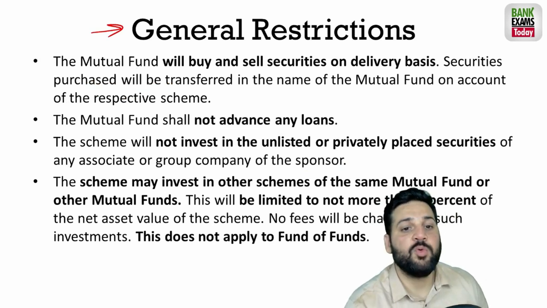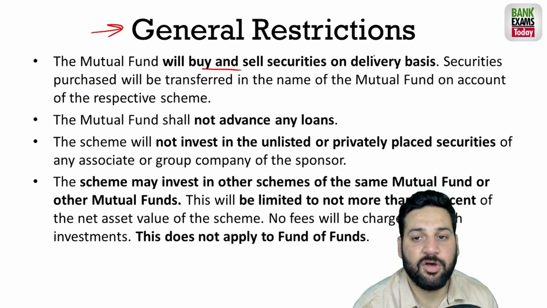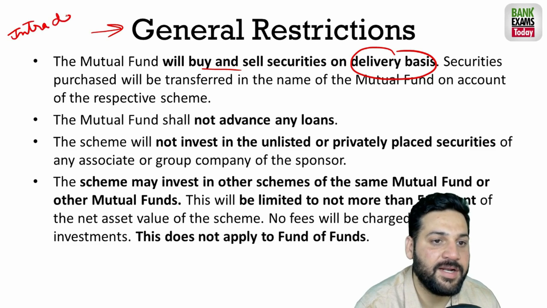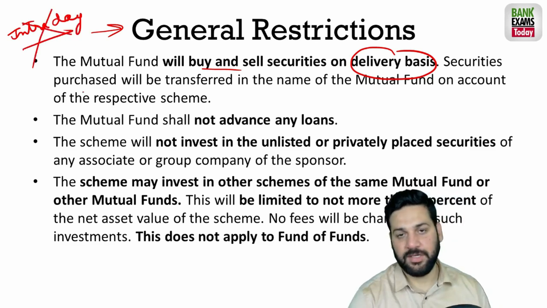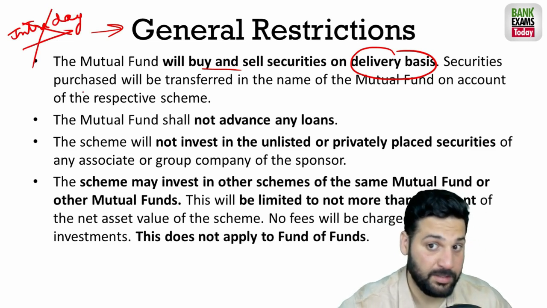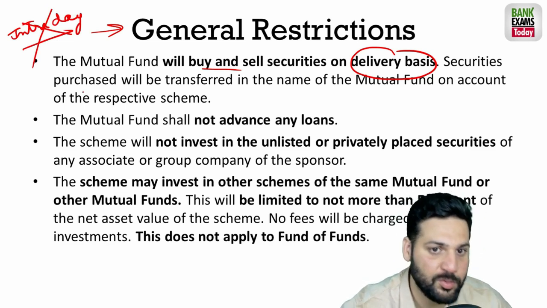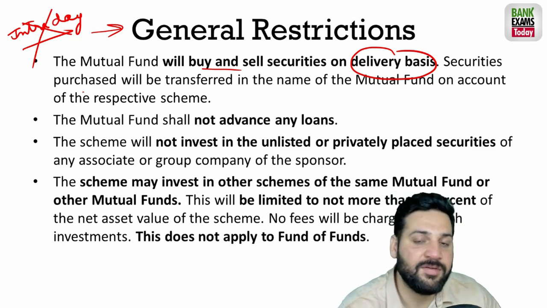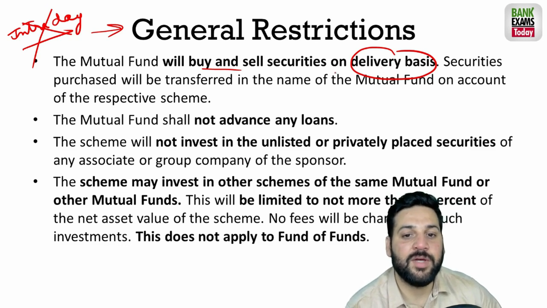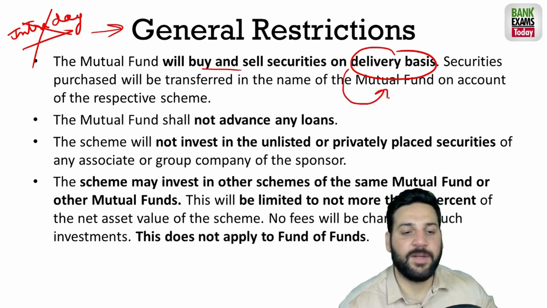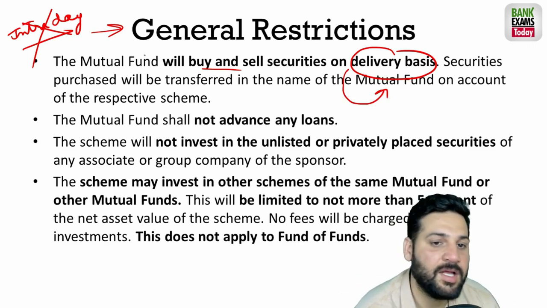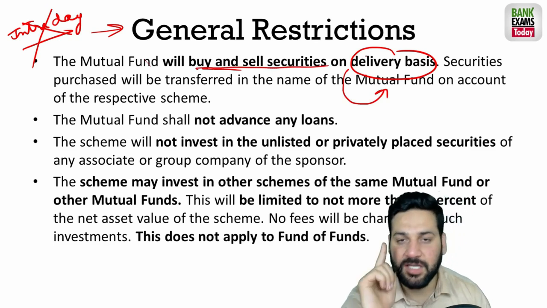the general restrictions, right? The mutual fund will buy and sell securities on delivery basis. So intraday is not allowed. The mutual funds are not allowed to do the trading. So they need to take the delivery. Whatever they are purchasing will be transferred in the name of the mutual fund, on the name of the particular scheme, right? So the mutual fund will buy and sell securities on the delivery basis only.